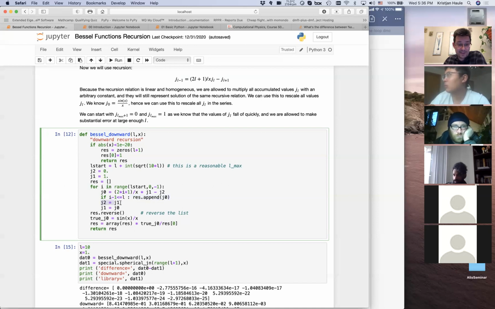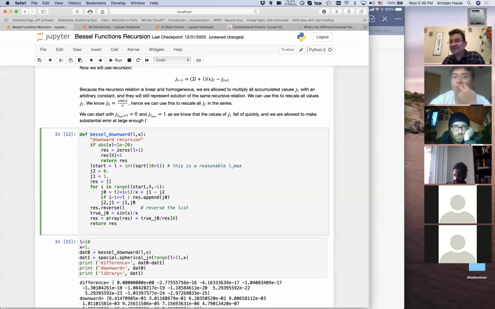This step is just part of the recursion, which means that we now set J2 to J1 and J1 to J0. Sometimes we actually do this in one statement. It's maybe easier to do this: J2 and J1 become J1 and J0. It looks nicer to me, but it's the same. Maybe this is a little bit slower, but it doesn't matter.